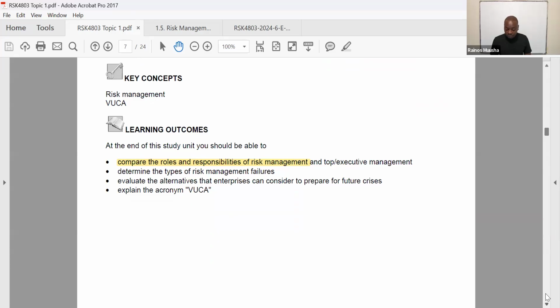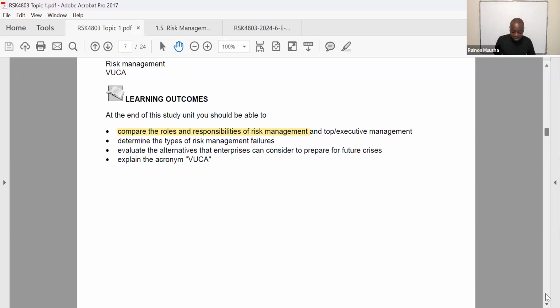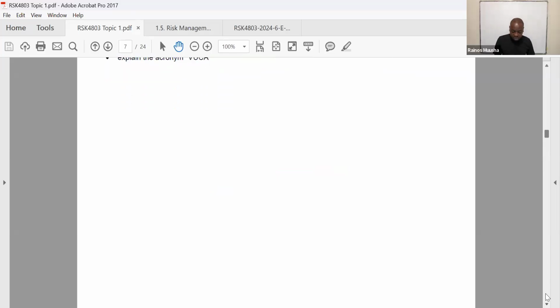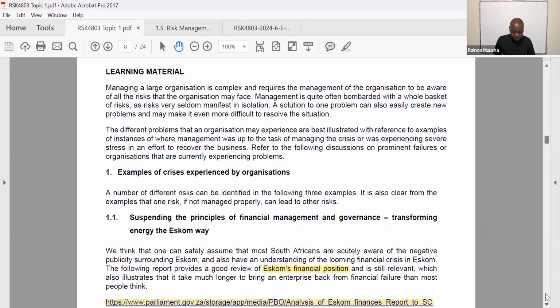these enterprises as well. Then, of importance, we need to compare the roles and responsibilities of risk management and top executive management. So within an organization, what are the roles and responsibilities of the risk management function? And what are the roles and responsibilities of the top executive management as well? And we're going to look at that in detail as well.